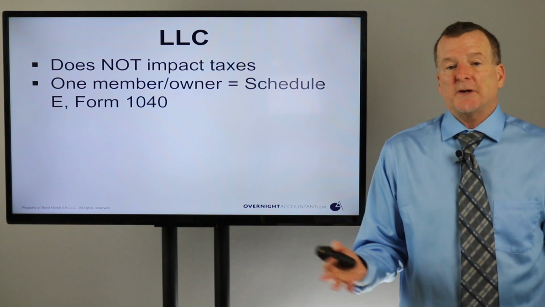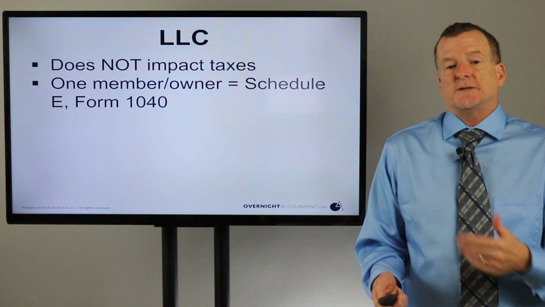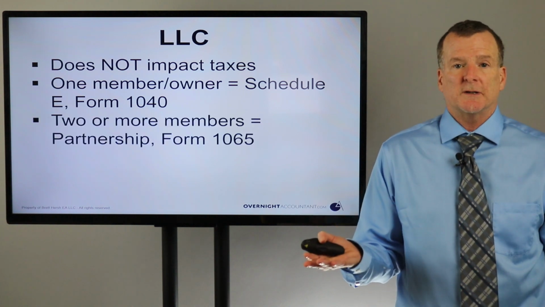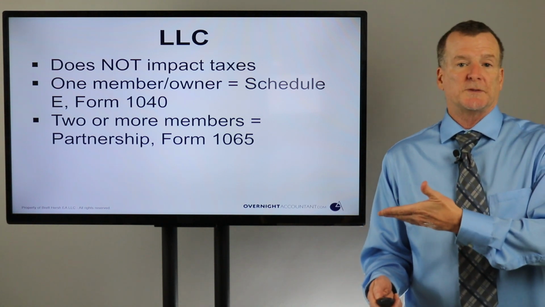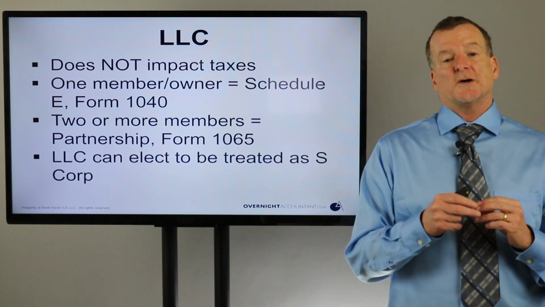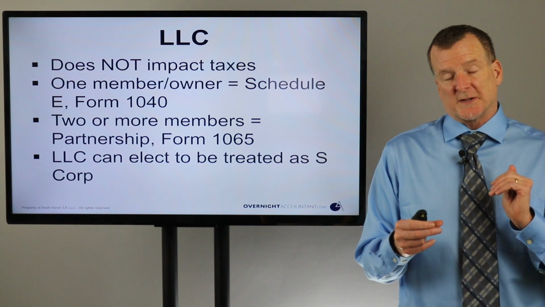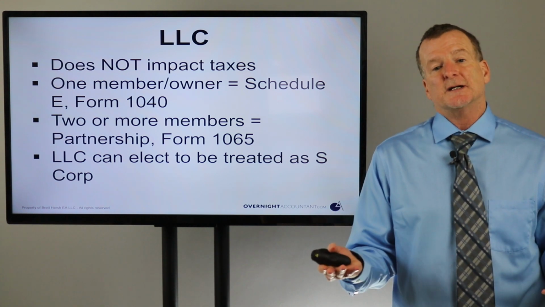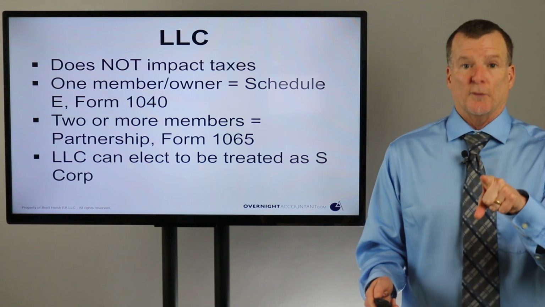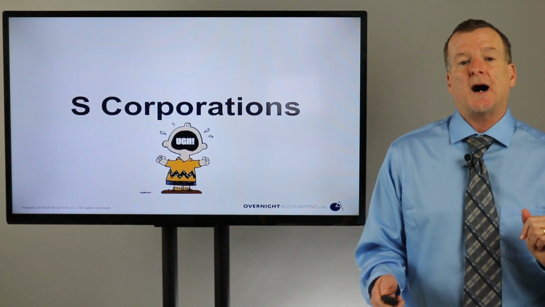If you're a one-member LLC, you're treated like a sole owner, Schedule E on your 1040. If you've got two or more members in your LLC, now you're a partnership, Form 1065. Once you form an LLC, at some point you might want to elect to be an S Corp. We're going to talk about that warning here in a second, but it is possible.